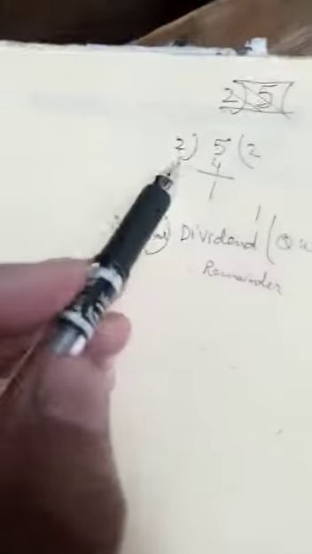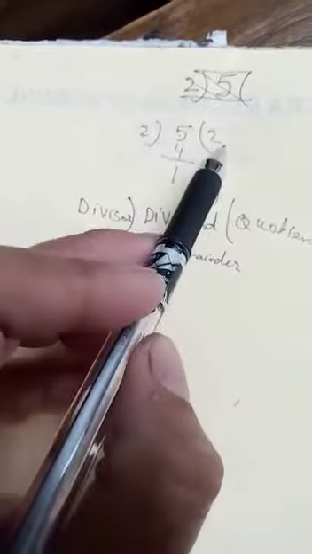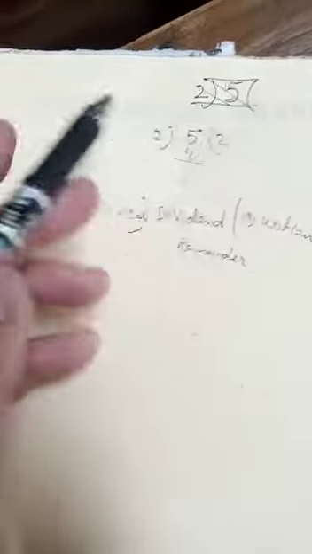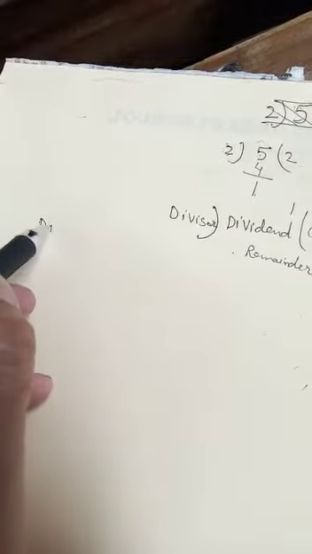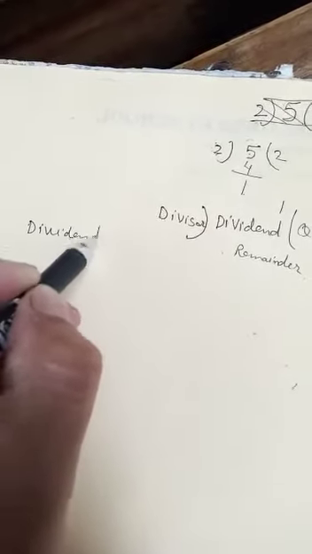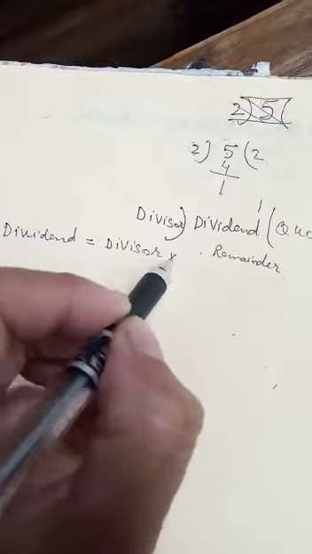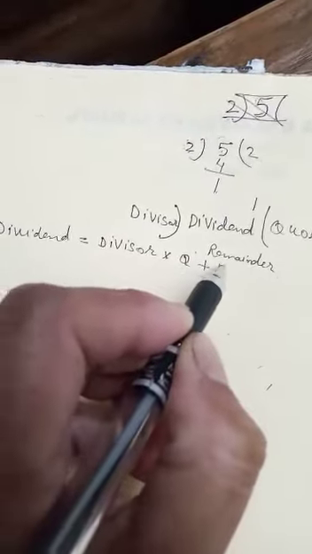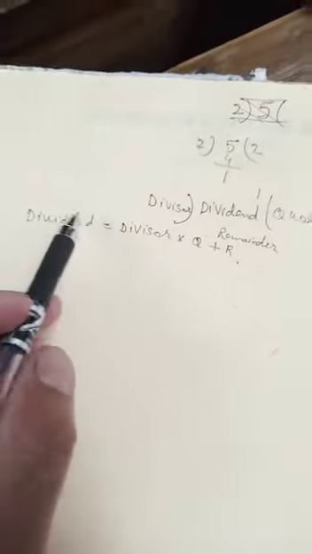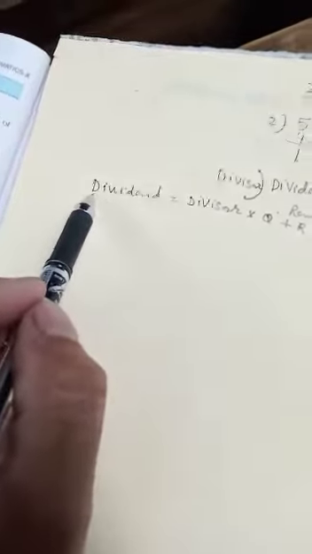Then you see that if you do like this, 2 into 2, 4, 4 plus 1 you get back 5, which means that dividend is equal to divisor into quotient plus remainder. Okay, so this is given to us by a man named Euclid. That is why when we say using Euclid division, somehow we are going to use this one: dividend equal divisor into quotient plus remainder.